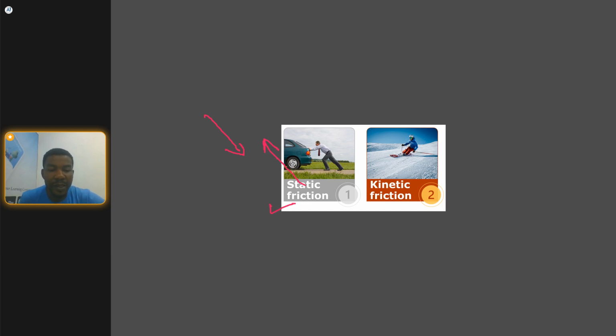Now, what is a kinetic friction? It has to do with a friction in motion. Here, the object is static. Here, the object is in motion. I believe we have seen this kind of sport activities before. This kind of sport activity is also a good example of what we call the kinetic friction.